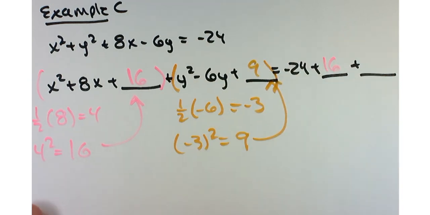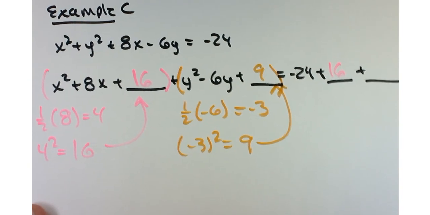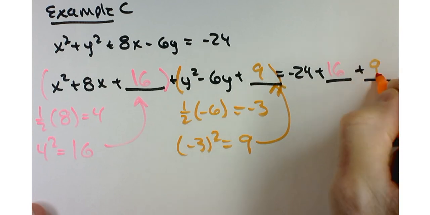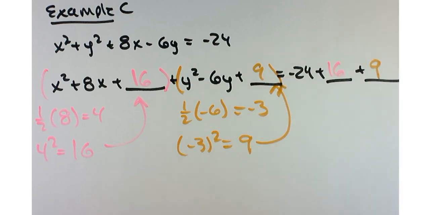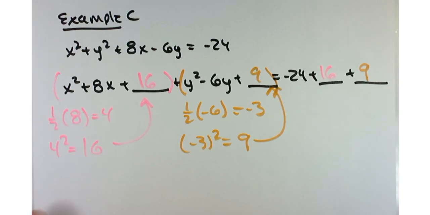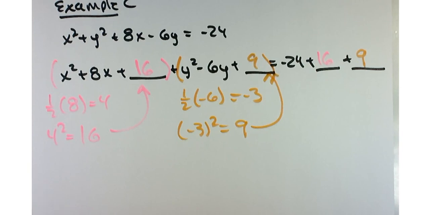That 9 goes here. Where else? Plus 9 on the right. Nice, thank you. Plus 9 on the right-hand side. Now the reason I did all this is to kind of clean it up a little bit. I wanted to put this in standard form.